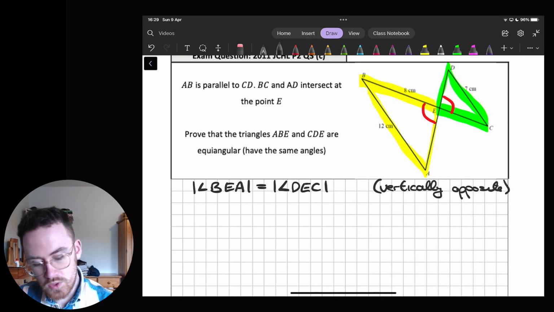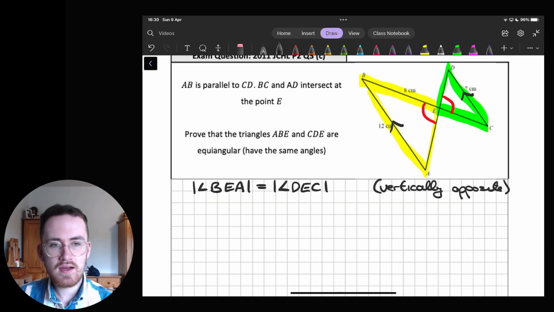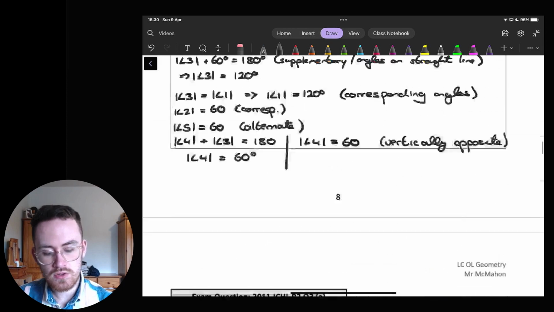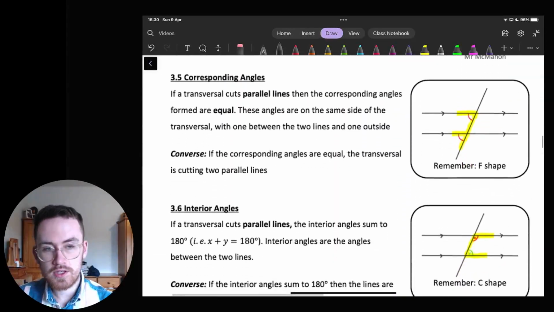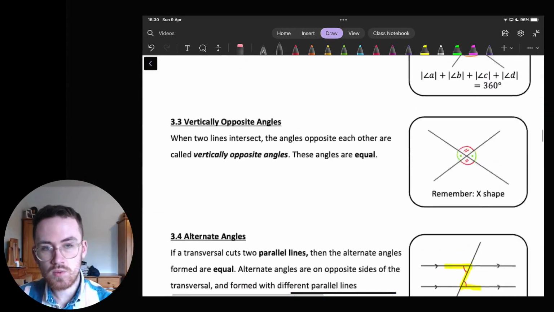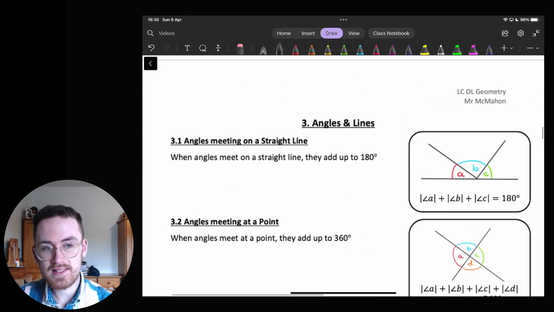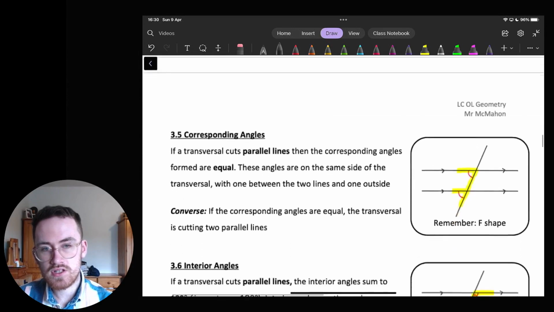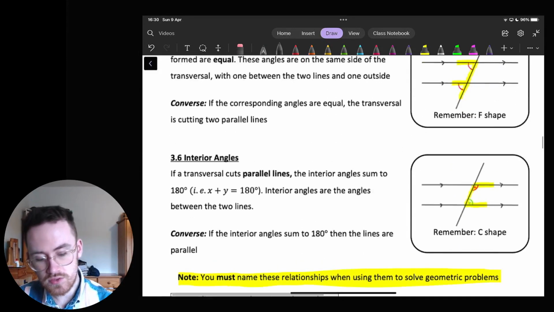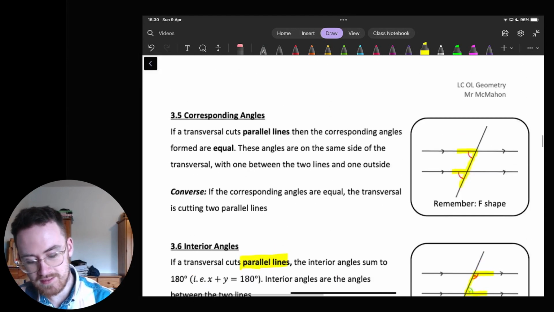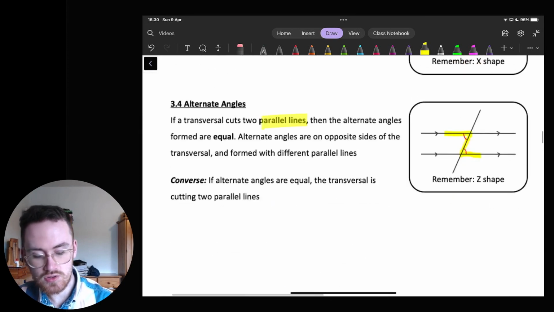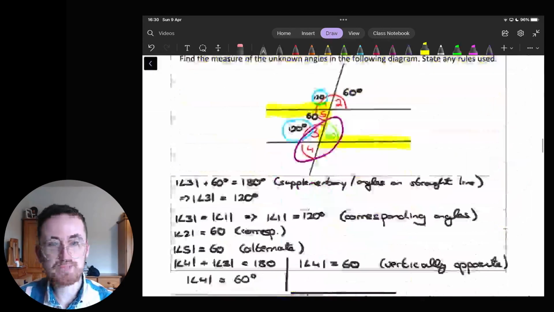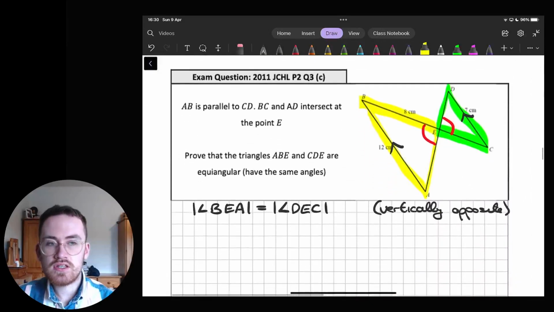So we're told that AB, which is this line, is parallel to CD. And having parallel lines opens us up to using all these rules we talked about up here, because we can see that all of these rules require us to have parallel lines, bar the vertically opposite ones. So for alternate, corresponding, and interior, we have to have parallel lines. So we can't use those until the lines are parallel. So we have that with this question. These two lines are parallel.